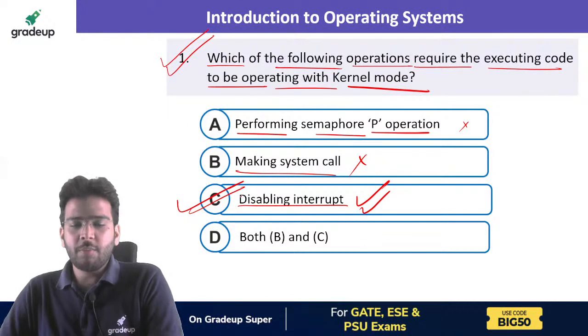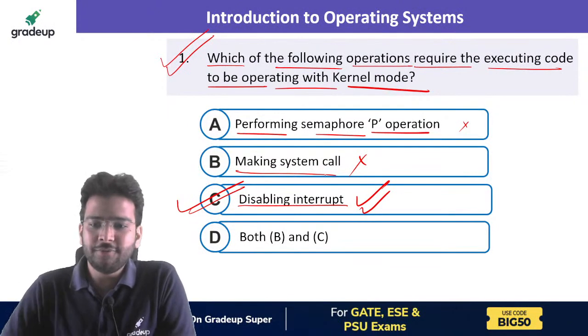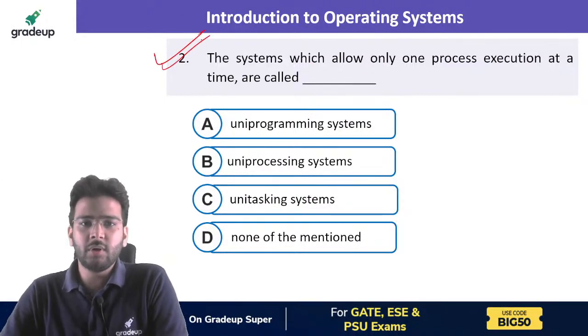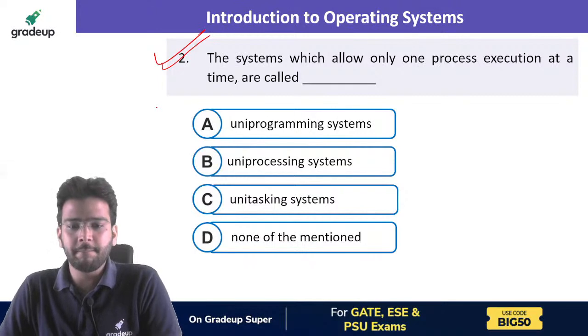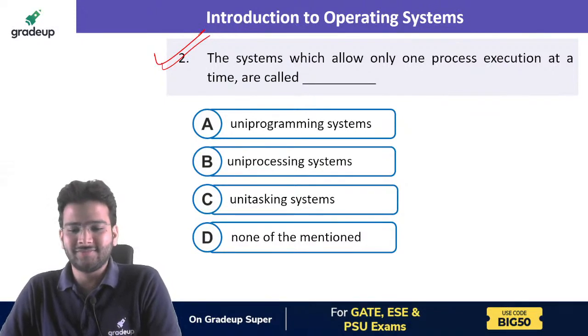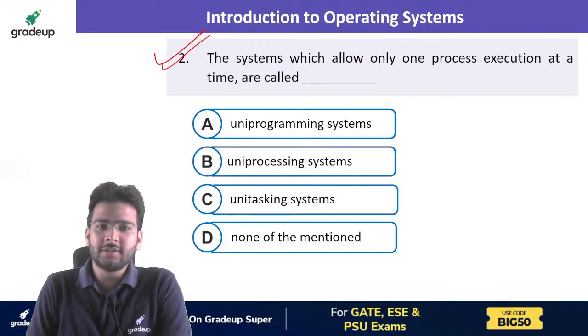Okay, so option C is the correct answer for this question number 1. Let's move on to question number 2. That is a really simple question. I hope all of you will be able to answer this correctly. Making means invoking the system call. Yes guys, quickly respond in the chat box what should be the answer for this question number 2.